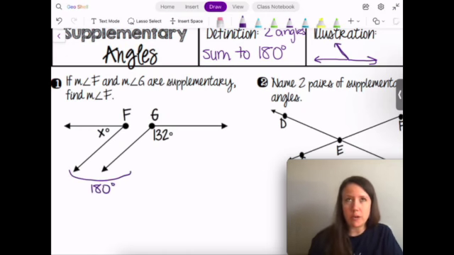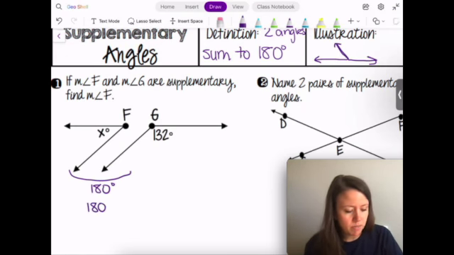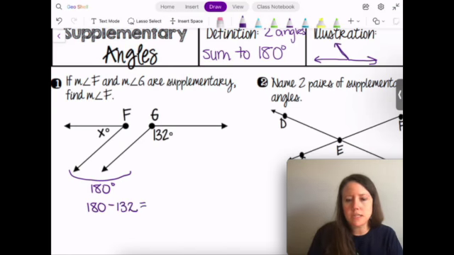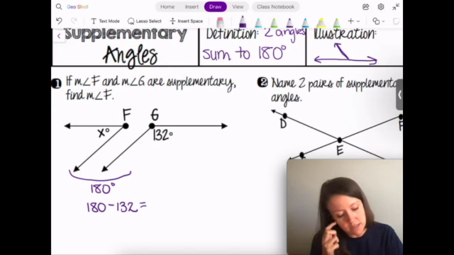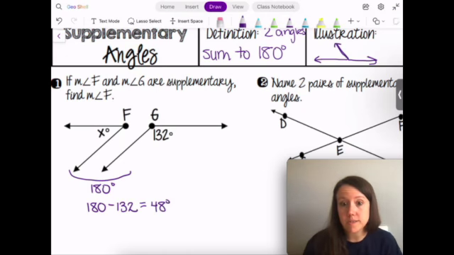So I could just use my brain and count up on my fingers. I could also just do 180 minus 132. What do I get? 48 degrees.